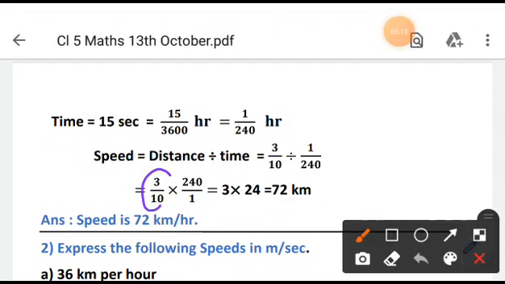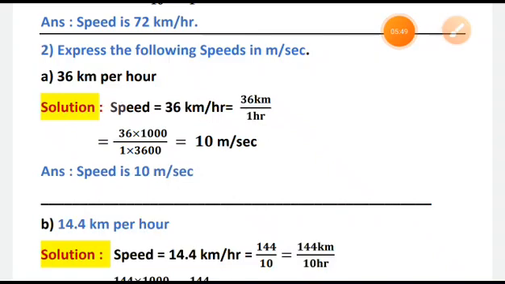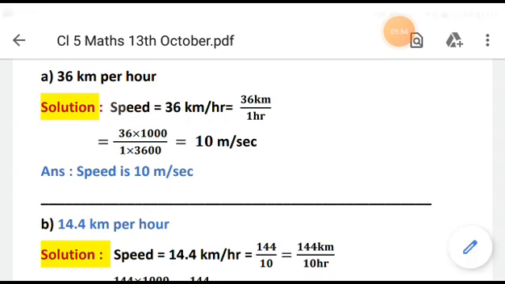Now in the next step you write 3 by 10, then change the division sign into multiplication sign, then after that take the reciprocal, that is the reciprocal of 1 by 240 will be 240 by 1. So now you do the cancellation, 3 by 10 into 240. Now students see, the 0 and 0 is getting cancelled and you have 3 into 24, that is 72 kilometer per hour. So you are going to write the speed, that is 72 kilometer per hour.